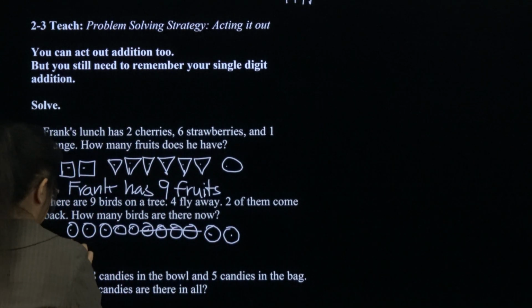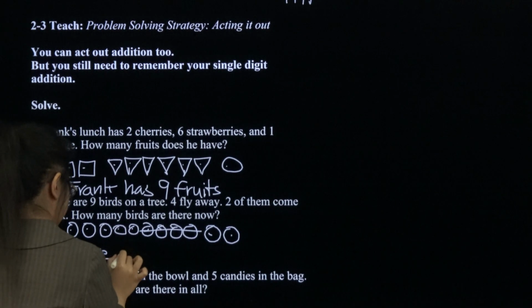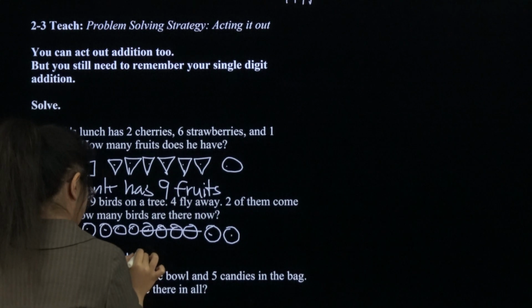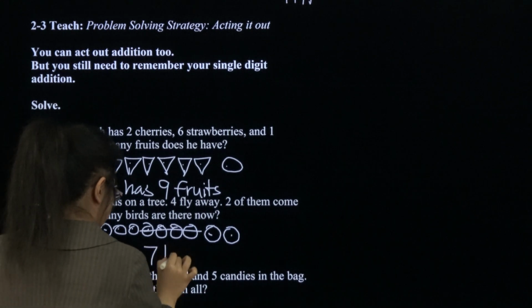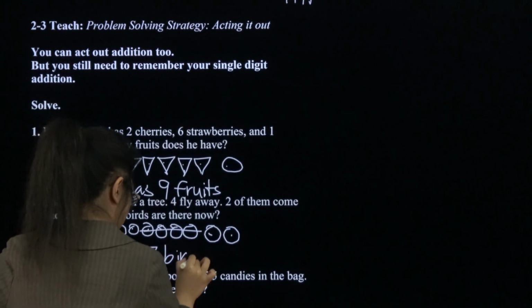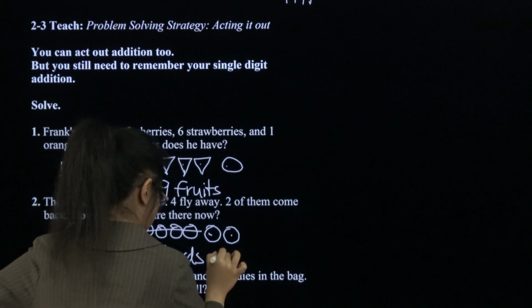Alright, that's 7 birds. There are 7 birds now.